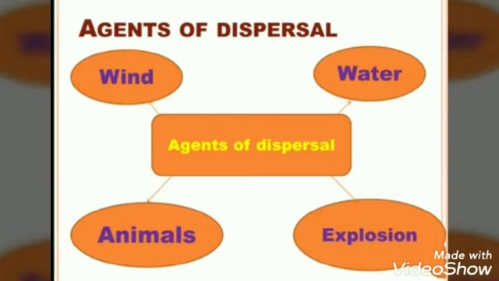So now let's know about the agents of dispersal. We have four main agents of dispersal: wind, water, animal and explosion.